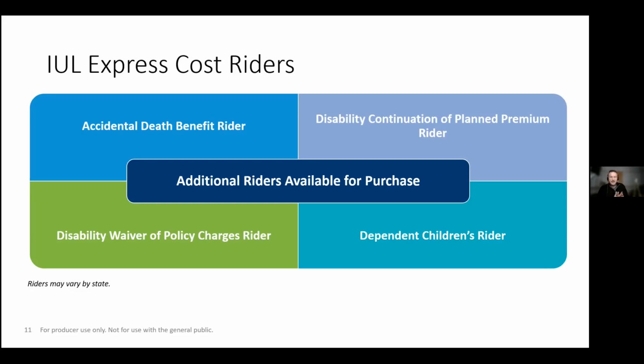I know I went over a lot of information there for IULE and how the product works and what the product is. Do you guys have any questions at this point?